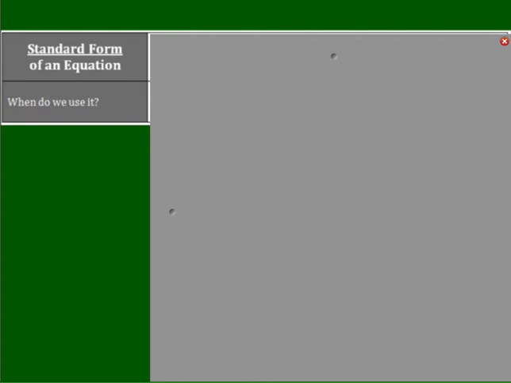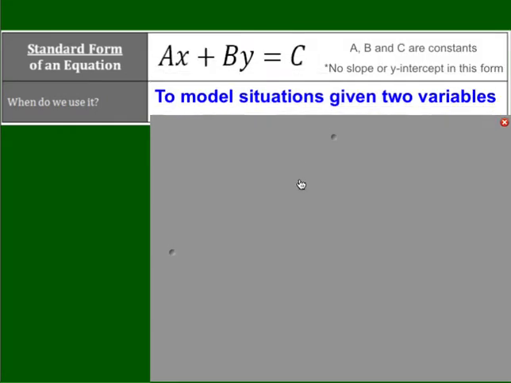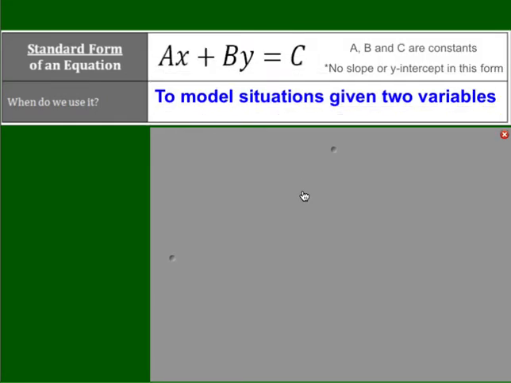Okay, so next, let's go ahead and figure out standard form. For standard form, we have ax plus by is equal to c, and a, b, and c are all constants. What you need to know about this form is that there are no slopes or y-intercepts in this form. So we have to kind of create that eventually. We're going to talk about how we do that later on, and especially on your worksheet.